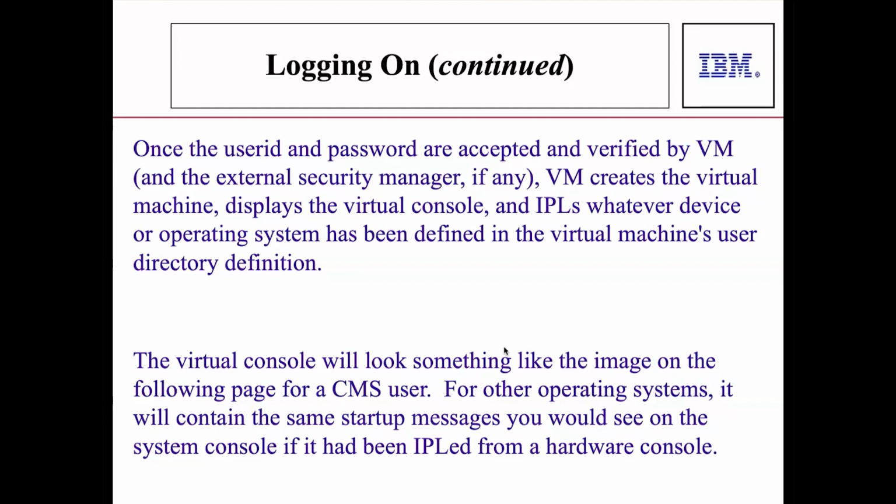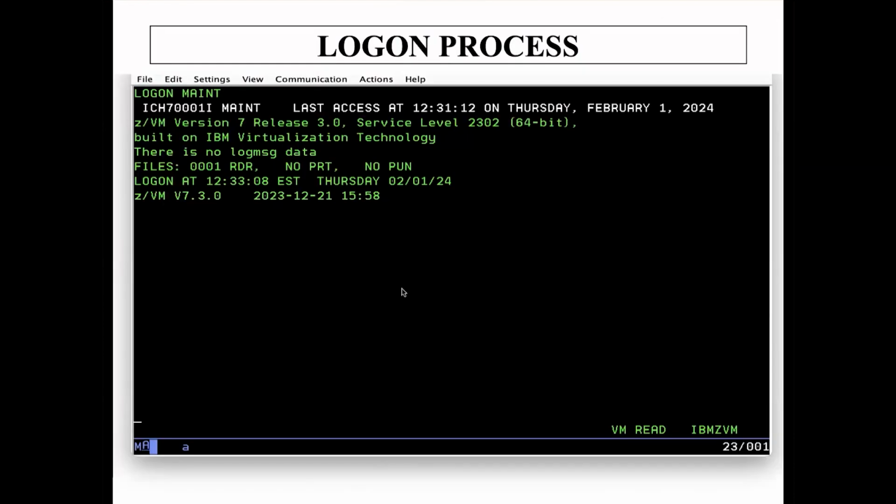Generally, it starts up whatever you want to have running in that virtual machine. We're going to be talking about CMS, could be Linux or something like that. So on the next page, as I said, I'll show you what this looks like as you're logging in for a CMS user. So you get this process. In this case, I'm logging on to main. And I'll also say RACF is enabled, so you get this message from RACF. If RACF wasn't there, you wouldn't get this.